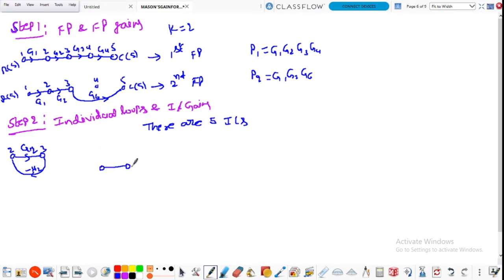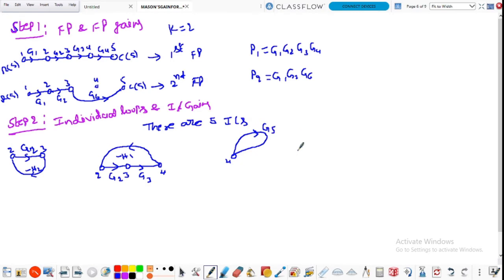And the second loop is 2 to 3, 3 to 4, 4 to 2. Node 2, node 3, node 4, and this gain is G2, this branch gain is G3, and this gain is minus H1. This is the second loop, and the third loop is, and this is the third loop, and this branch gain is G5.